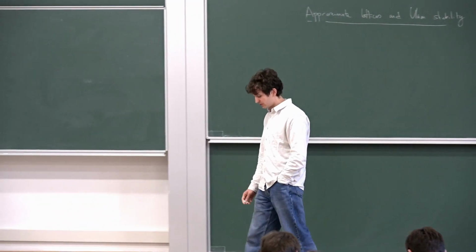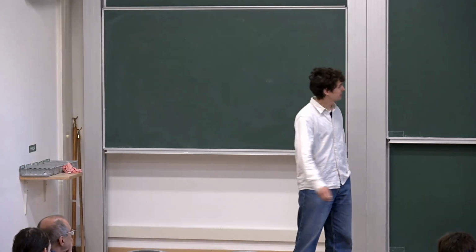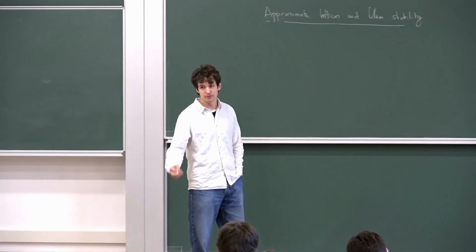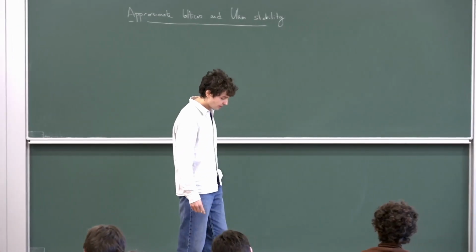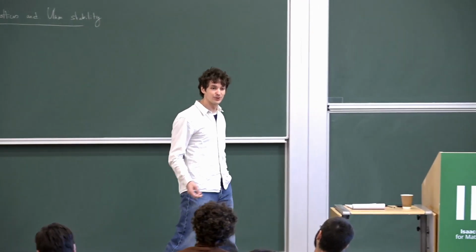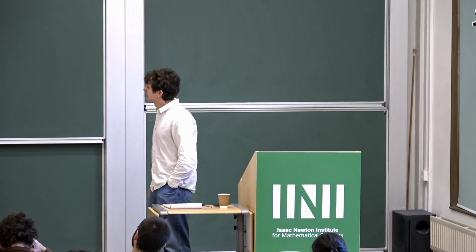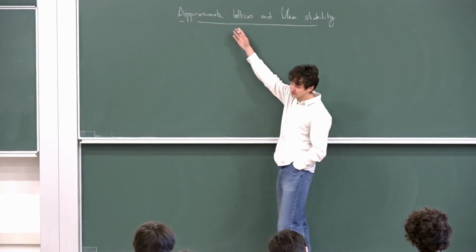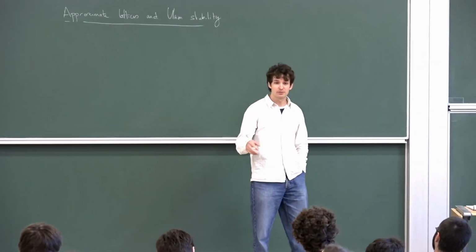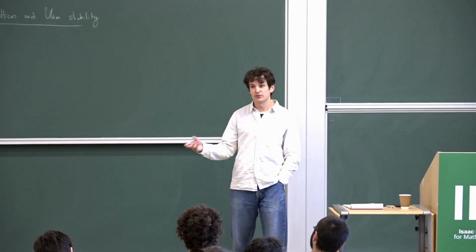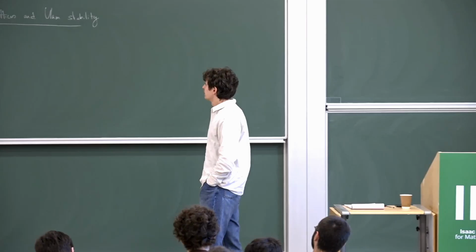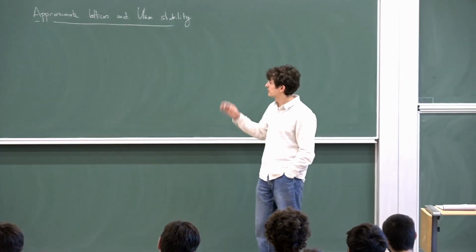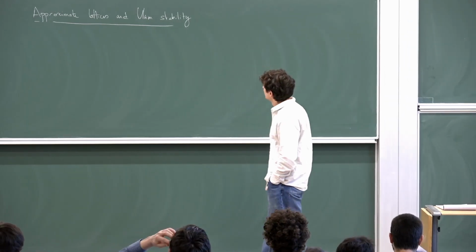So my talk today will be about approximate lattices and their relation with Ulam stability, or uniform stability. It's a bit different from the talks we've seen so far. The idea will be that I will give a hopefully gentle introduction to approximate lattices, explain a bit what they are, and present a few of the results that were obtained about their structure. All of this is from a couple of years ago.